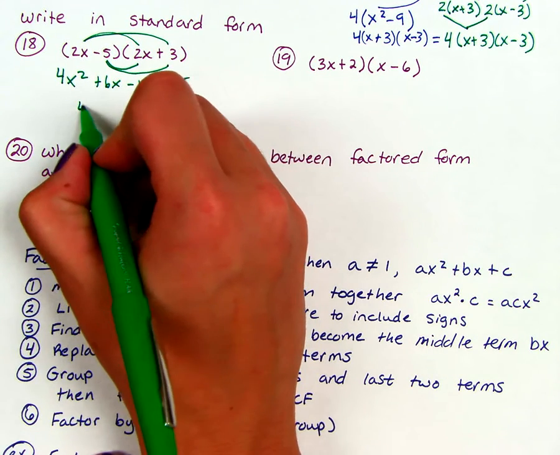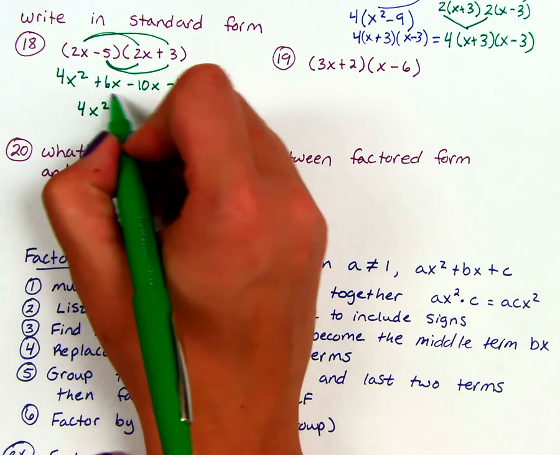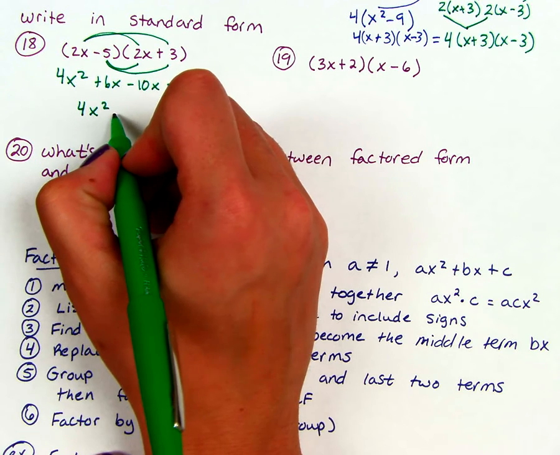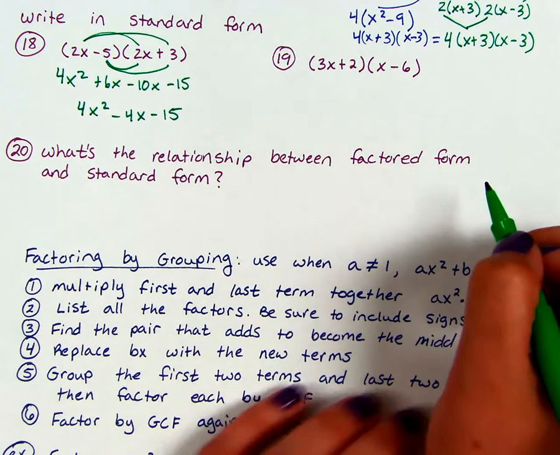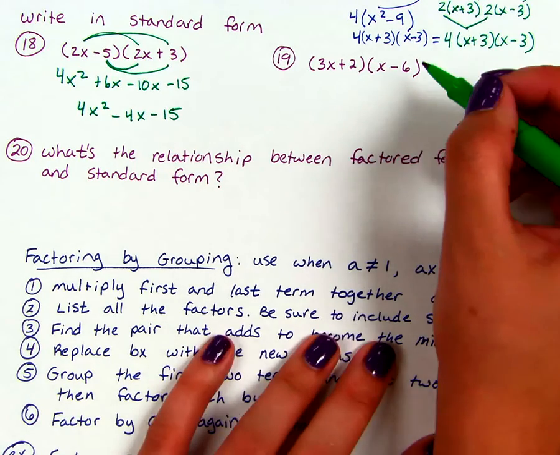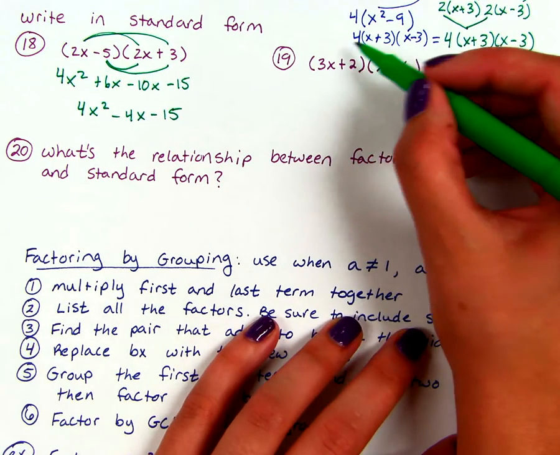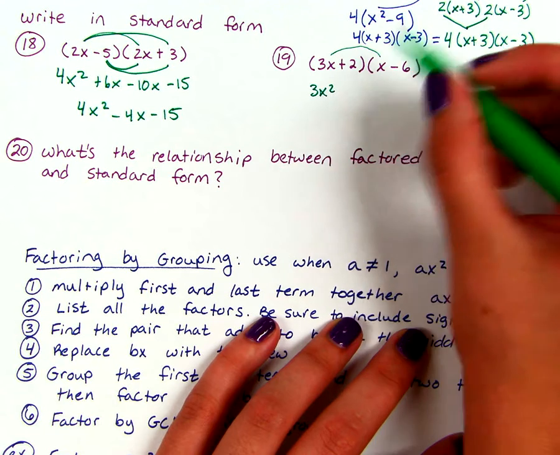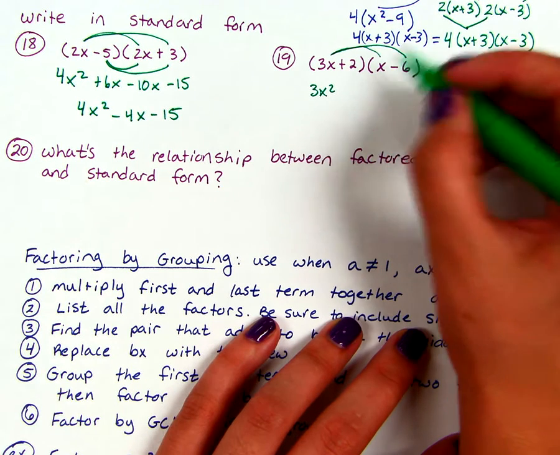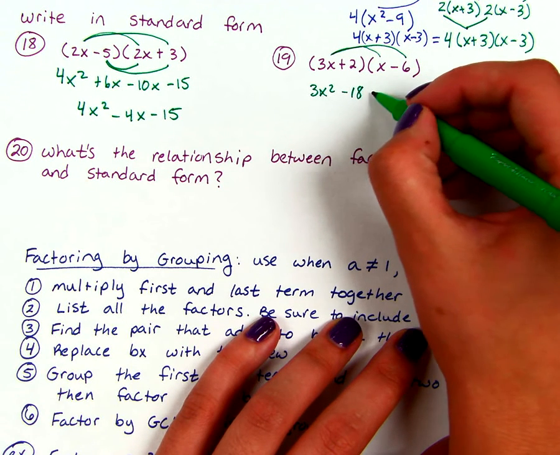And then we want to combine like terms. So that would be 4x squared minus 4x minus 15. And then, so again, multiplying by foiling. So 3x times x is 3x squared. 3x times negative 6 is negative 18x.